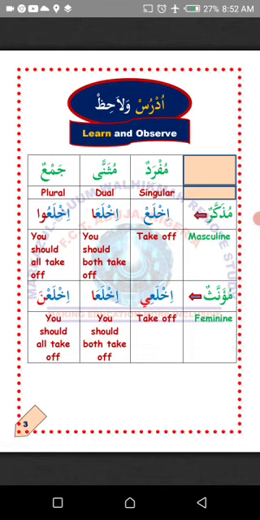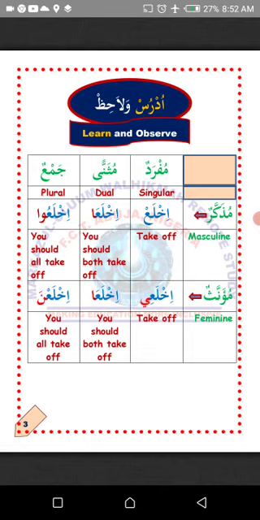Mu'annath, feminine. This is a word in Arabic that represents a female person or a female object. Just like the verb ikhla'i can only be used to command a single female person to take off. If there are two in number, use the same form of the verb ikhla'a.